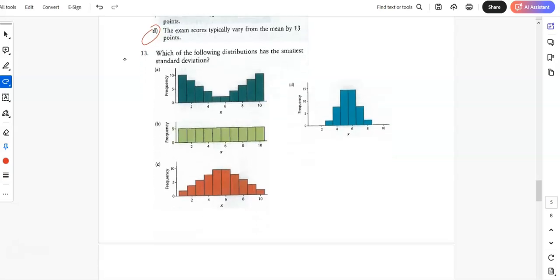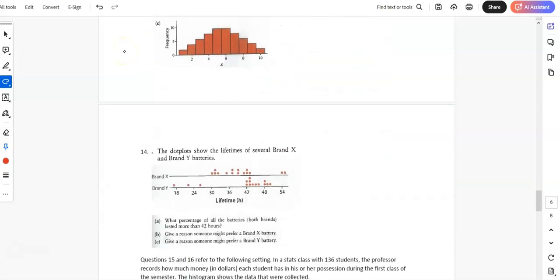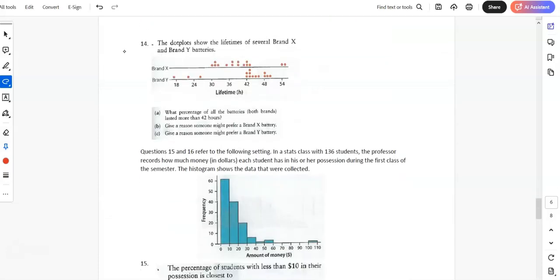Which of the following distributions has the smallest standard deviation? So I want a lot of data values that are close to the mean. You can see the mean's kind of in the middle. They're all symmetric. So which one has values closest to the middle? I'd say D. The most variation would probably be A. They all have the same scale. There's no values even very far away from that one.